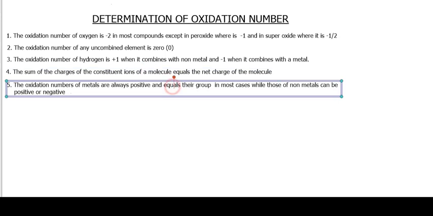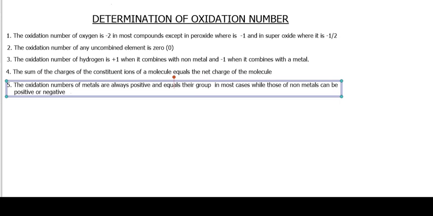Then the last, number 5, the oxidation number of metals are always positive. Metals do not carry negative charges. Only non-metals can carry charges that are either positive or negative. For metals, it is always positive. In most cases, when the metal is found in group 1, 2, and 3, then the charge will always equal the group of the metal.